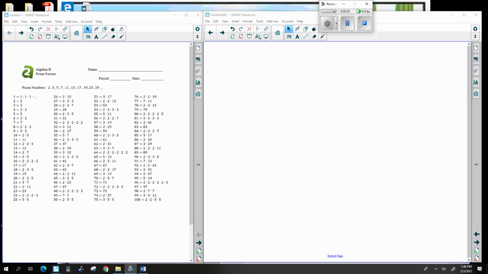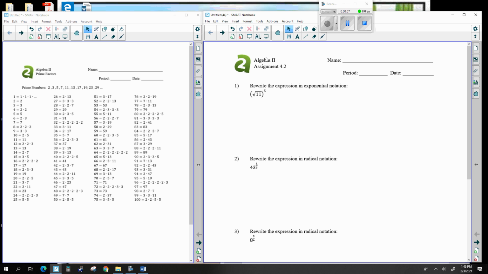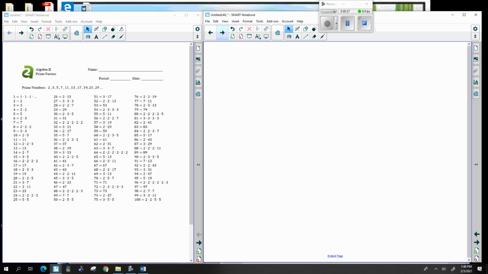Okay, here we go with another exciting assignment. This is assignment 4.2, so Unit 4, Lesson 2. What this assignment has to deal with is the relationship that exists between exponents and roots, or radical notation. There are a few things that we need to cover before we're able to answer really any of these questions.